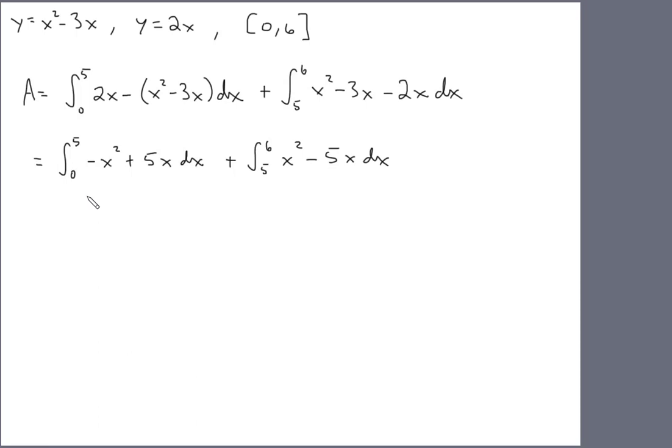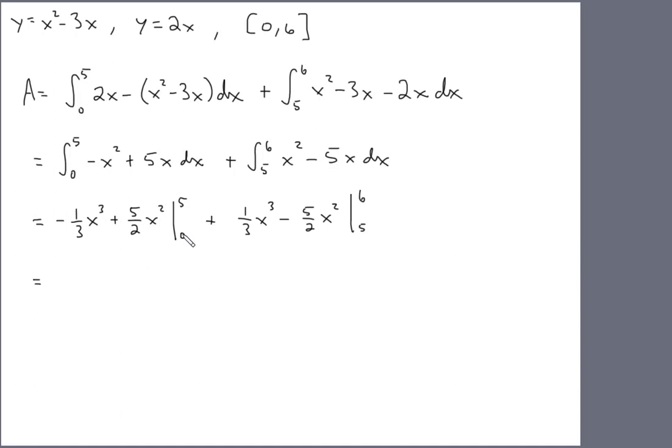Okay, so fortunately the antiderivatives are going to be very similar. This first one, negative 1/3 x to the third, plus 5/2 x squared, and we're going to evaluate this one between 0 and 5. Second one, pretty similar antiderivative, except it's positive, so 1/3 x cubed minus 5/2 x squared. This one gets evaluated between 5 and 6. Okay, so we'll plug these in to both of them.